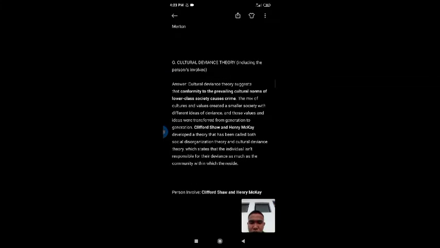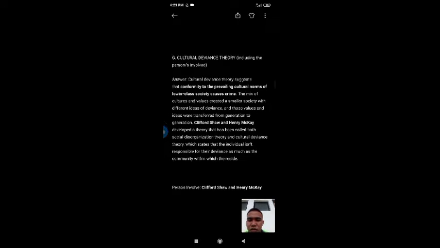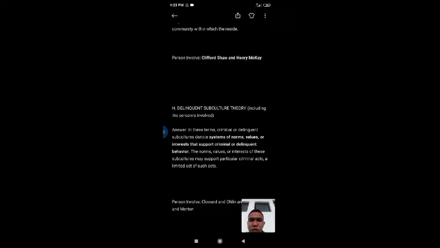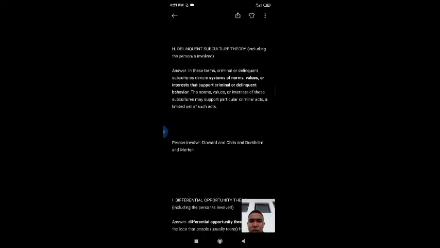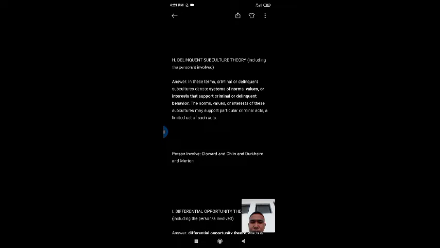So letter G is cultural deviance theory. It suggests that conformity to the prevailing cultural norms of lower class society causes crime. The mix of cultures and values created a smaller society with different ideas of deviance, and those values and ideas were transferred from generation to generation. Clifford Shaw and Henry McKay are the persons involved in this. So letter H is delinquent subculture theory. In these terms, criminal or delinquent subculture denotes a system of norms, values, or interests that support criminal or delinquent behavior.